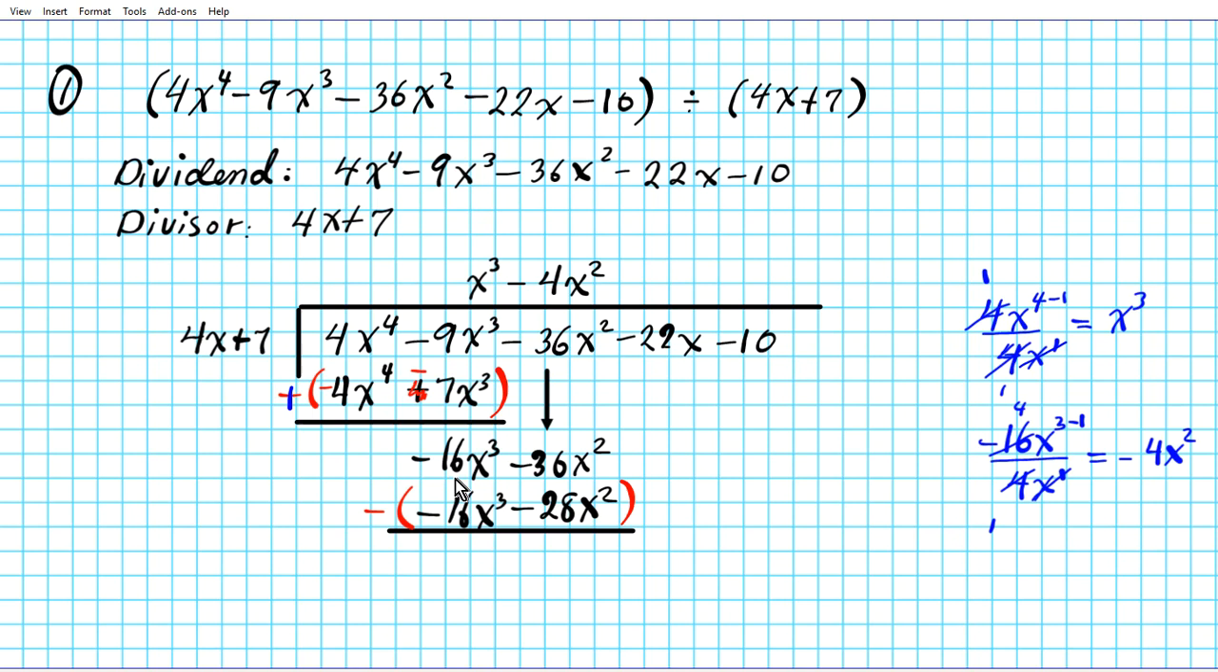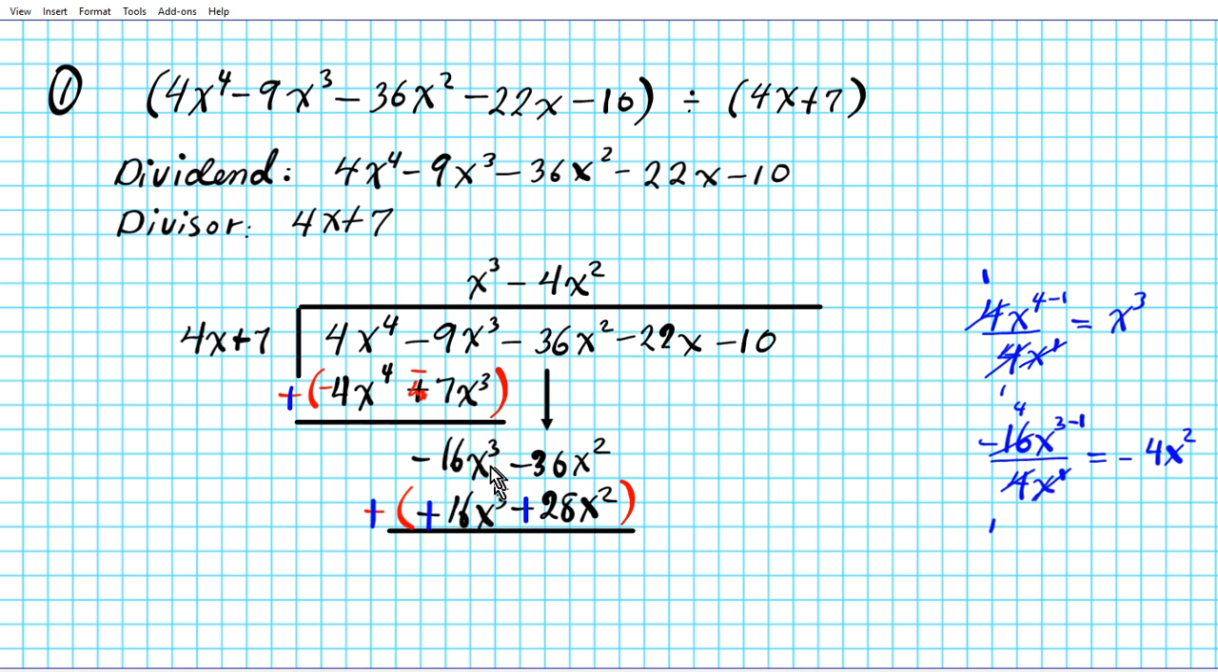Now to subtract these two, view it as though you're adding the opposite. So we'll distribute this minus across these two terms here. So this becomes a plus. This minus becomes a plus. And this minus becomes a plus. Subtraction is adding the opposite.